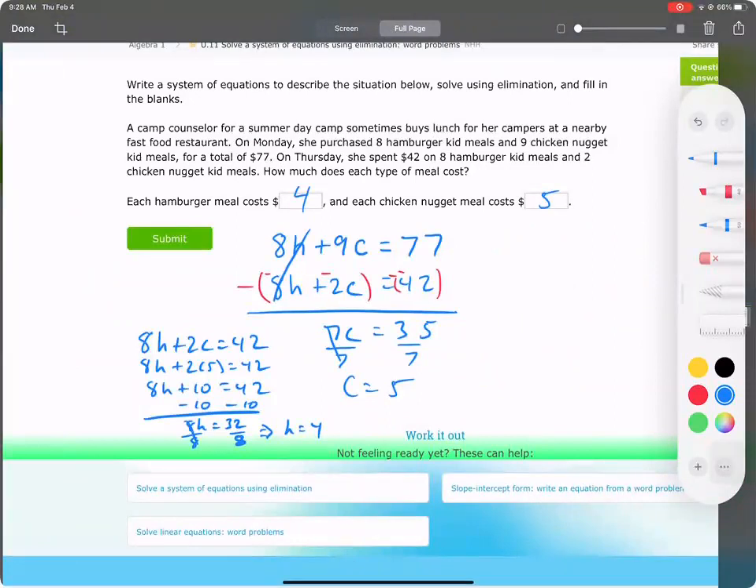Now, just to make sure that's right, I can always plug it in. We said we bought 8 meals for $4 the first day on Monday, and we bought 5 meals for $9 on the first day still. Does that add up to $77? 32 plus 45, that's $77. Yes, just to double check to make sure I got this 100% correct.